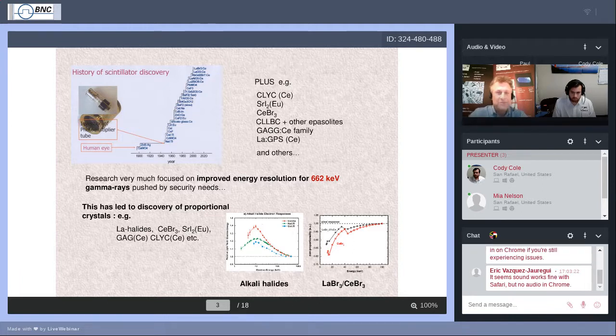Around 2000, there were new materials developed, lanthanum chloride and lanthanum bromide. Those materials we now call high-resolution materials or high-resolution crystals. And the reason why they are called like this is we can achieve very good energy resolutions with those materials. They were followed later by other materials like cerium bromide, CLYC, strontium iodide, GAGG, and many more.